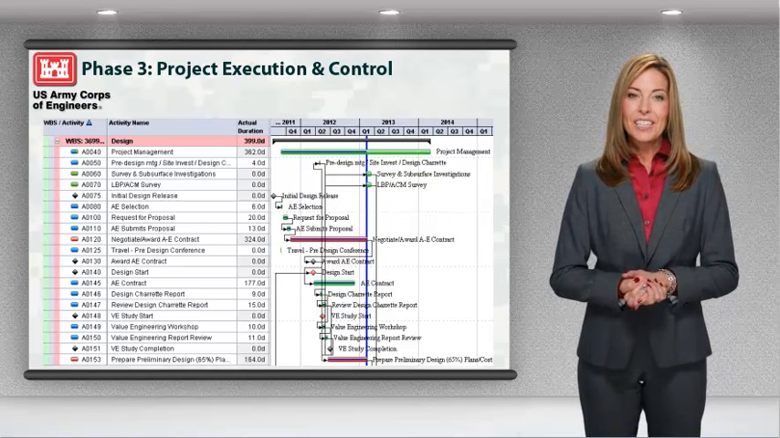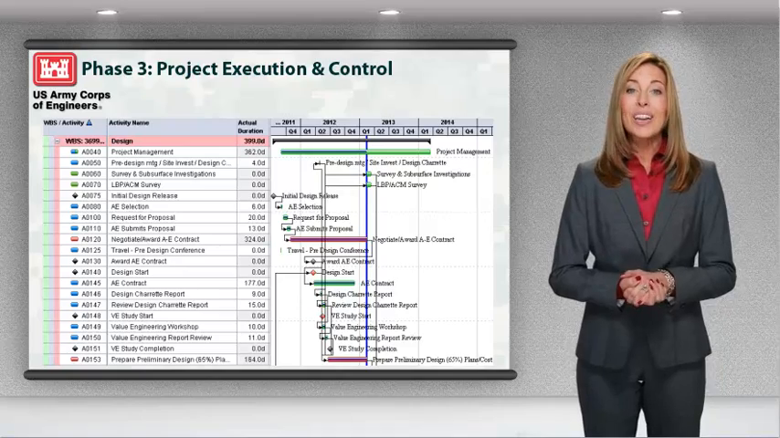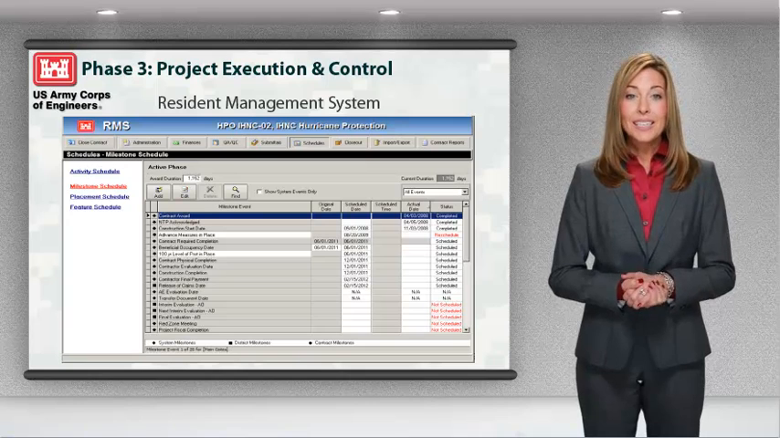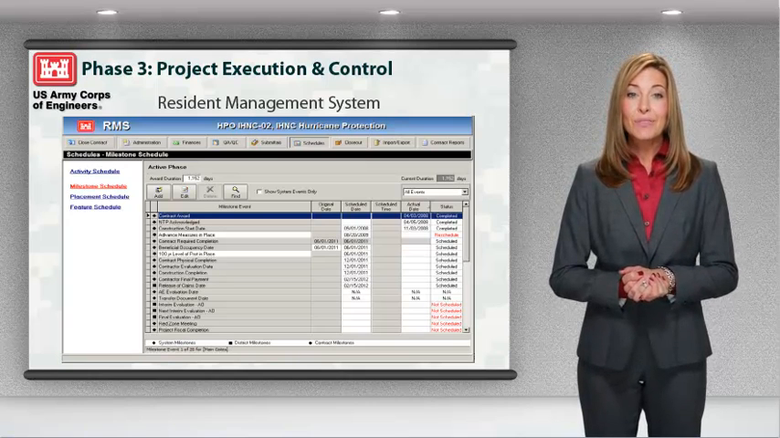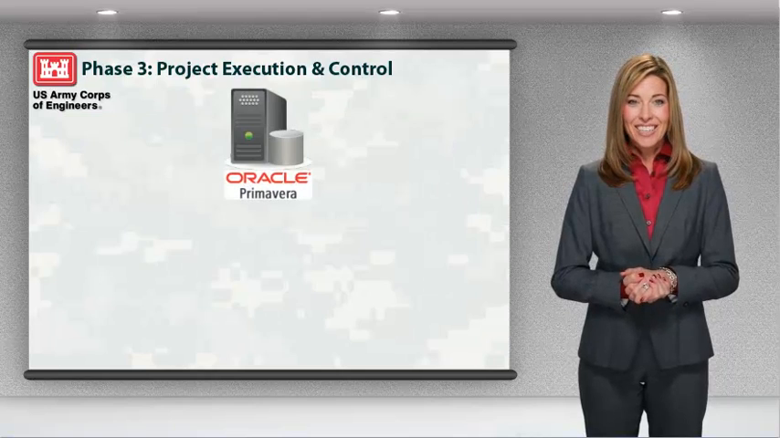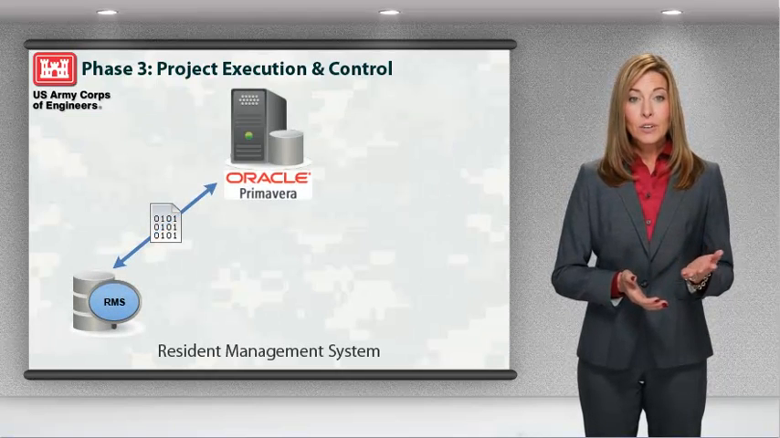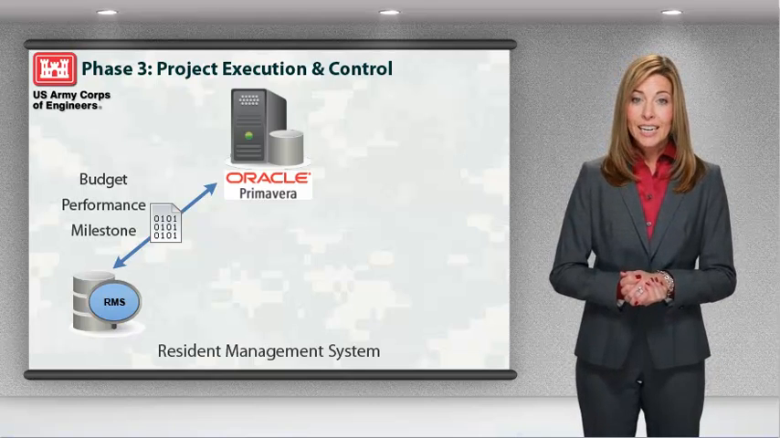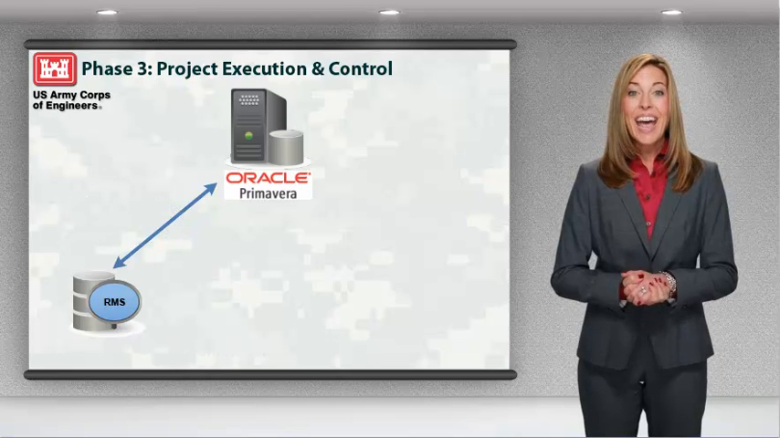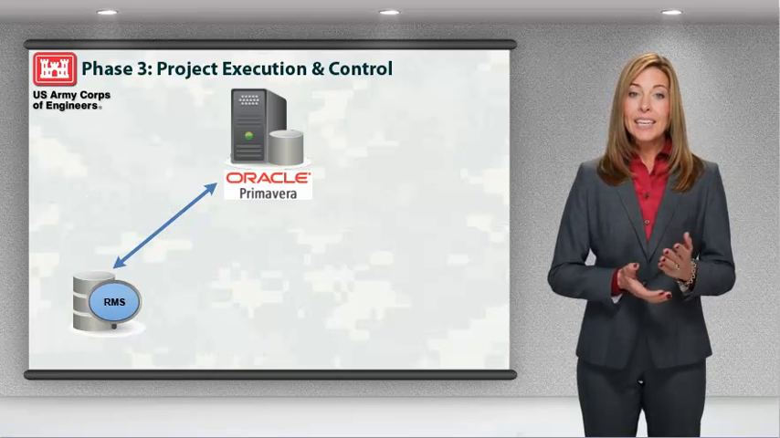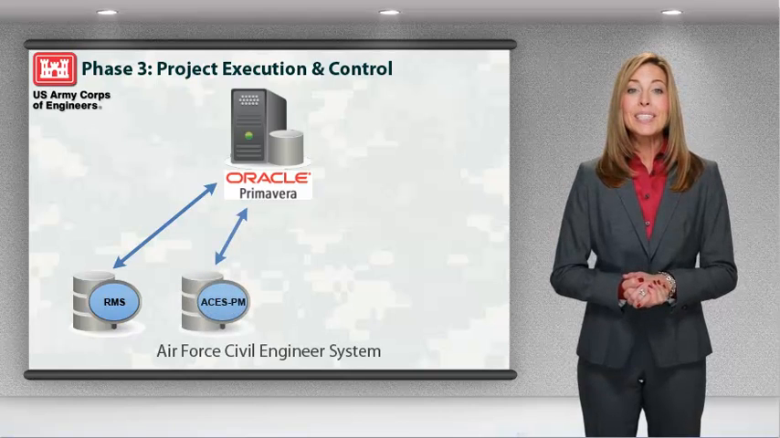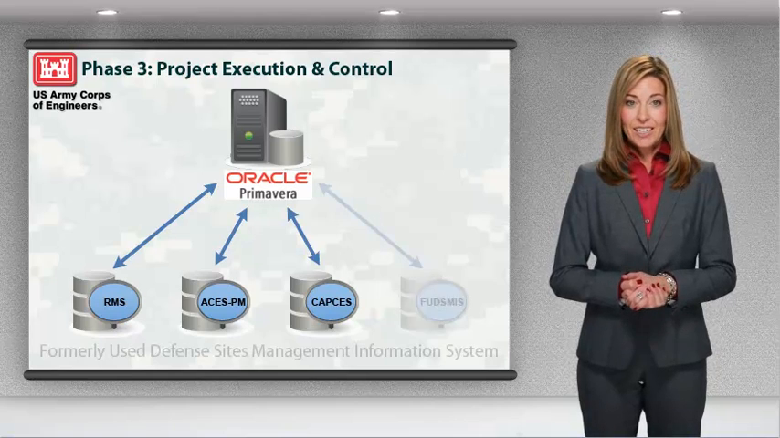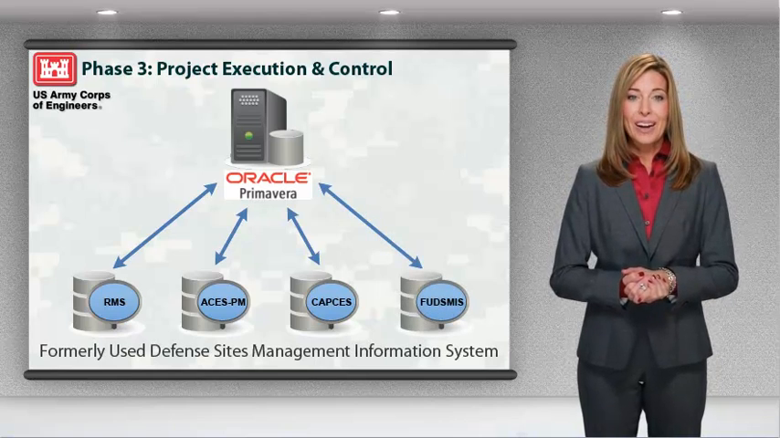P2 automatically interfaces with other USACE software systems on a nightly basis. For example, RMS, the Resident Management System, is the official source of contract information on awarded construction contracts. The RMS P2 interface exchanges budget, performance, and milestone data between P2 projects and RMS construction contracts every night. There are also nightly interfaces to sync P2 data with data that is captured in ACs for Air Force directives, CAPCs for Army directives, and FUDSMIS for the environmental program.